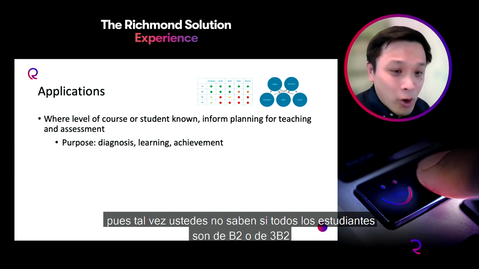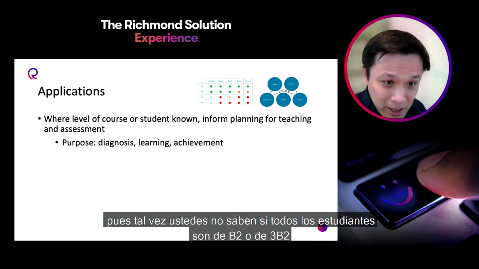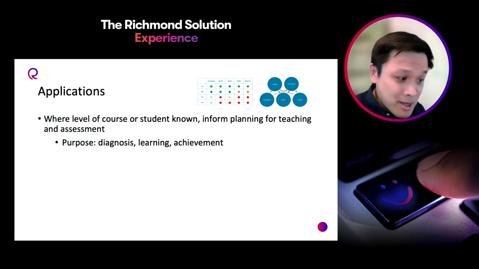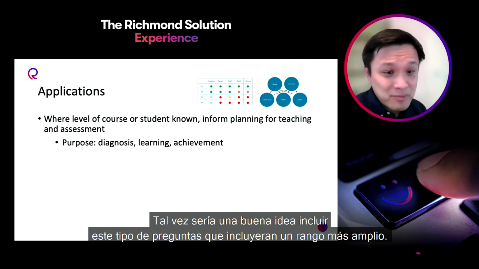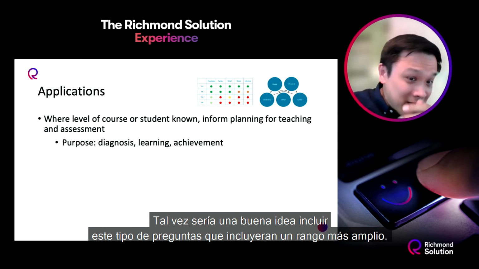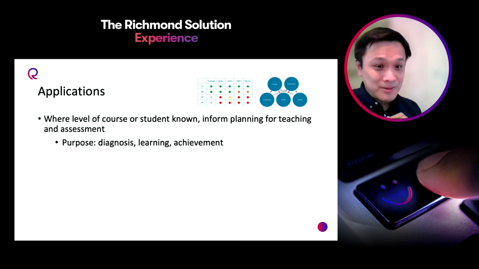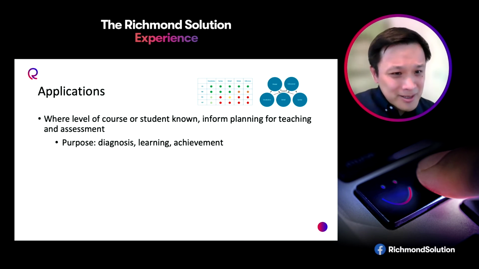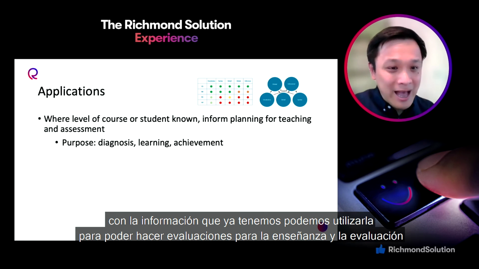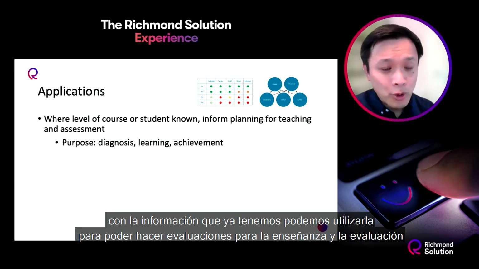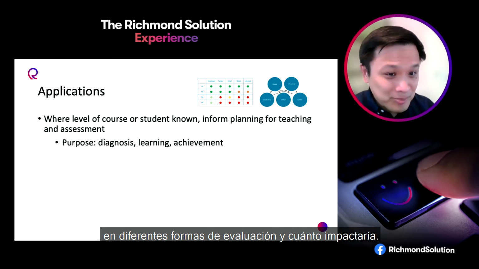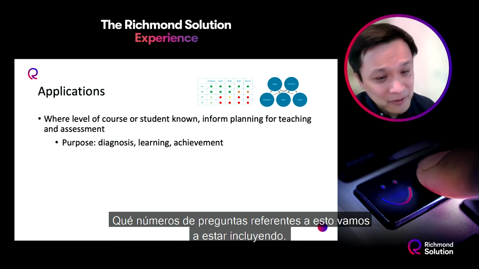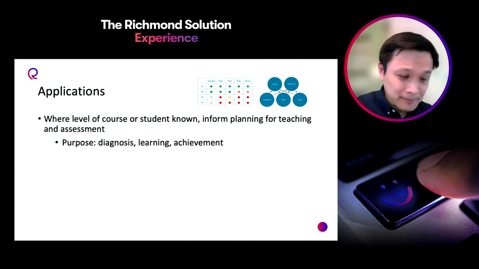might not know whether all your students are really at B2 or pre-B2. For all you know, they might be at a wide range of levels. So it might be a good idea to include items that cover a wide range. So you can see that with the information we have, we can use that to inform planning for teaching and assessment. And we can think about different forms of assessment and how that would impact how much of each type of item we include.